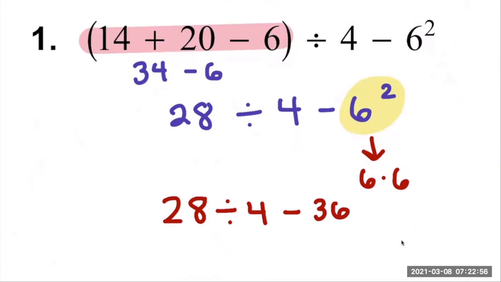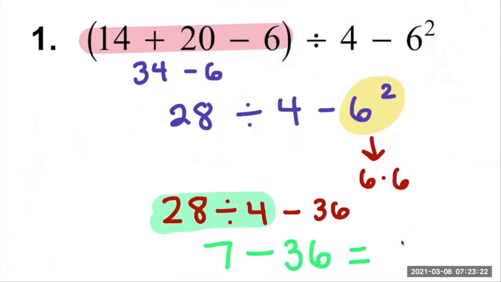Now I have to take care of any division or multiplication that I see. Right away, I see division. I don't see any multiplication, so that makes it easy. I'm going to take care of this division right here. 28 divided by 4 gives me 7. Then I take 7 minus 36 for my last and final step.